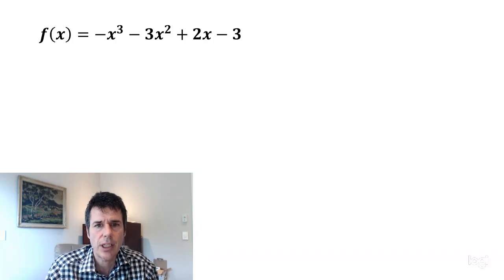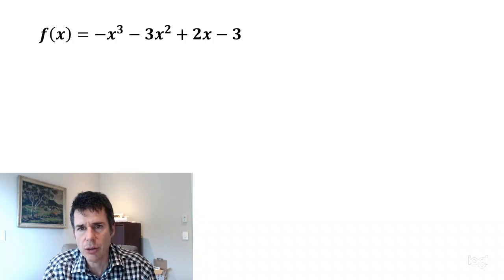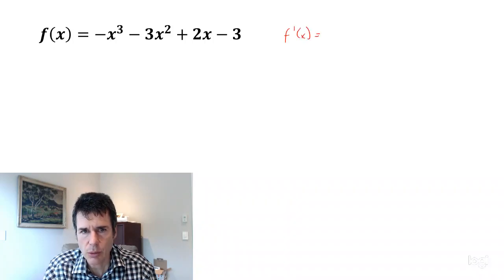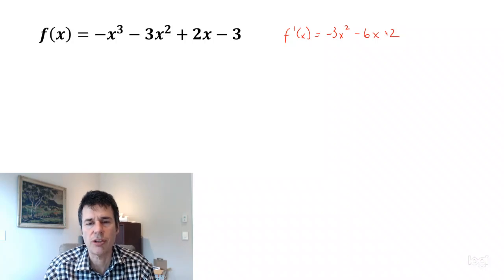In this video, I'm going to use the first derivative test to find what the local extrema are for this function f of x equals negative x cubed minus 3x squared plus 2x minus 3. So the first thing we do is we take the first derivative, f prime of x equals negative 3x squared minus 6x plus 2. We set it equal to 0.